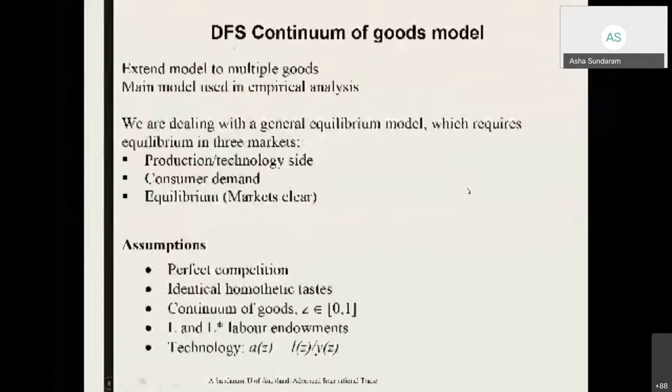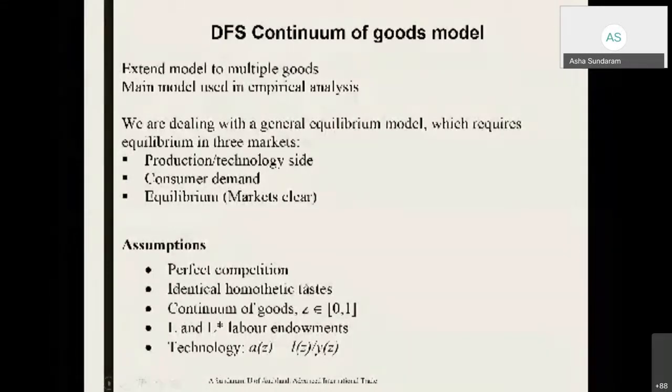Okay, so let's jump into DFS. What I'll do is set it up, and then we will come back to talk about the equilibrium. I think that will be a nice place to take a break. So let's extend the Ricardian model to multiple goods. Most trade models are general equilibrium, so we're going to be looking at equilibrium in three markets: production, consumer demand, and then the equilibrium. As I said, trade models mostly focus on production and technology.